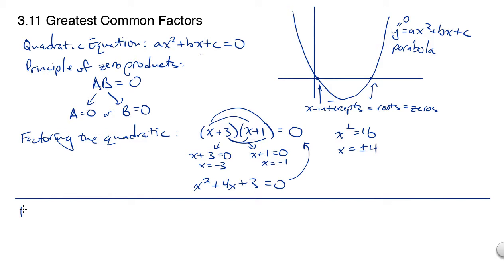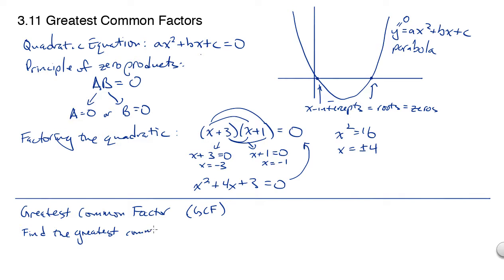So let's talk about the greatest common factor, or GCF. You might also see this referred to as the greatest common divisor. Factors are things that are multiplied together. Just like terms are things that are added together, factors are things that are multiplied together. Say we have a problem asking us to find the greatest common factor of 45 and 63, say.